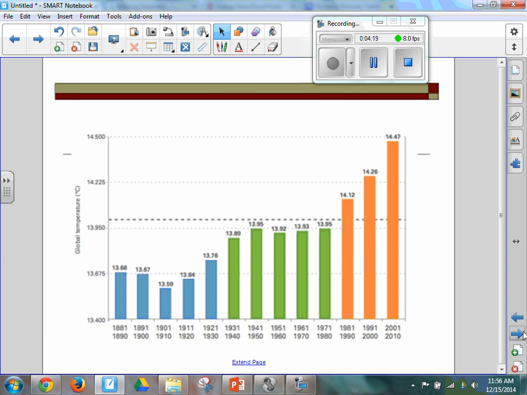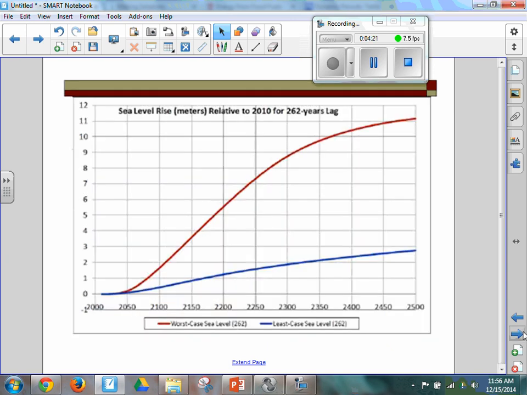Now, why is that such a big issue? Well, in that chemical reaction, we hold on to more carbon dioxide, we hold on to more temperature, which in theory, and this is more of a hypothetical type of graph, but in the worst case scenario, you could see the sea level rise almost 11 meters from 2000 into 2500.